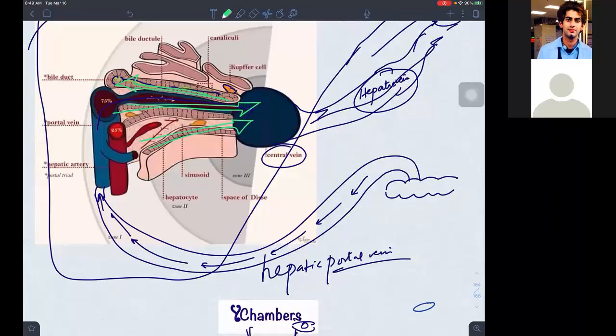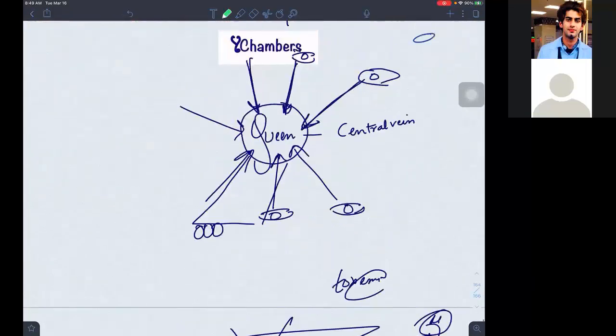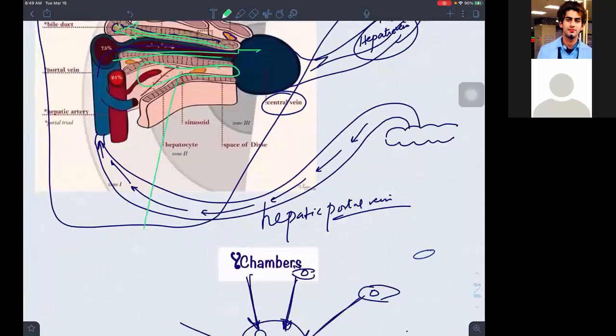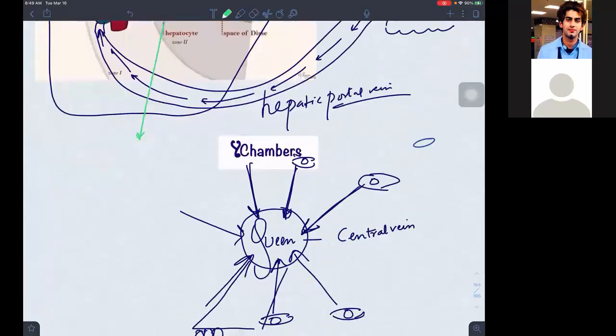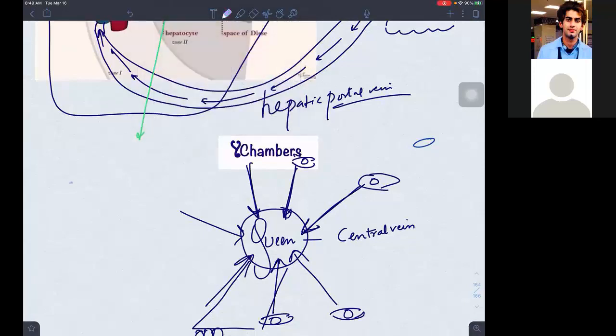Talking about these sinusoids, let me take this section of a sinusoid. So what is the structure actually of these sinusoids? Let me draw it with my hand. It will not take so much time. Talking about the sinusoid, I have to first make a space. Okay, this is a space. This is a sinusoid.